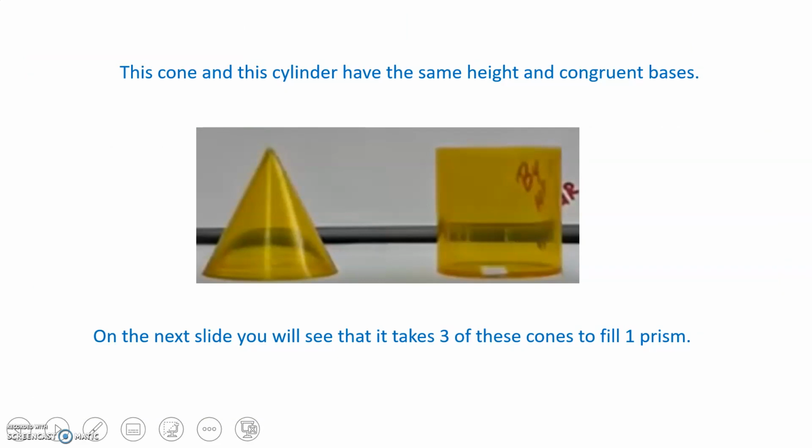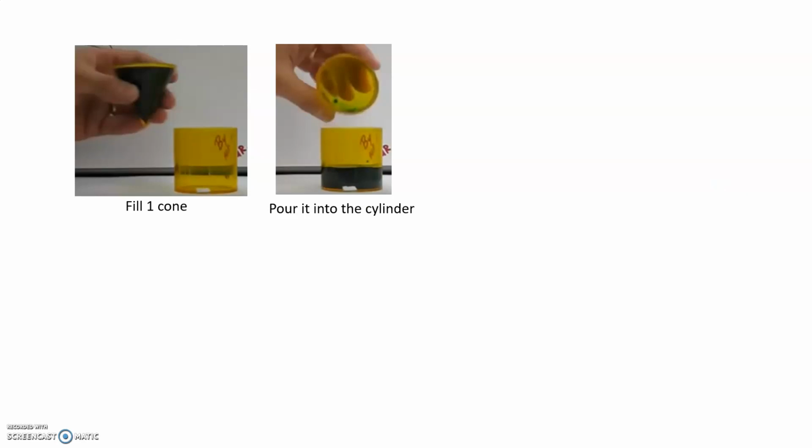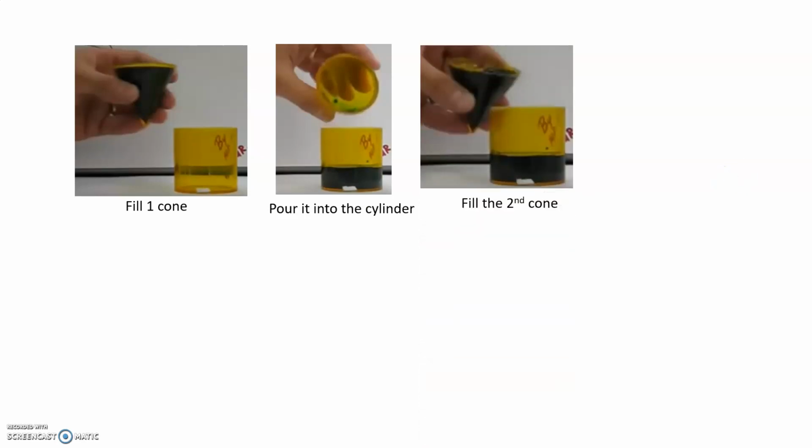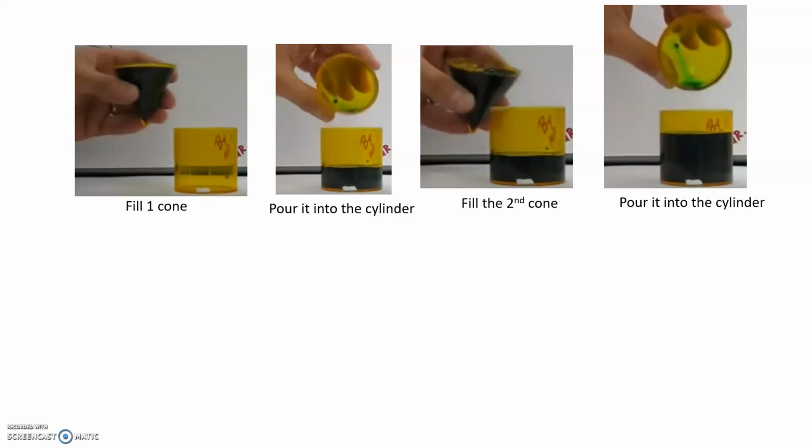Okay, this cone and this cylinder have the same height and congruent bases. On the next slide, you will see that it takes 3 of these cones to fill the 1 cylinder. So they fill the 1 cone, they pour it into the cylinder, fill a second cone. You can see already that 1/3 has been filled there, kind of. Fill the second cone, dump it in. Now we have about 2/3 of the cylinder filled.